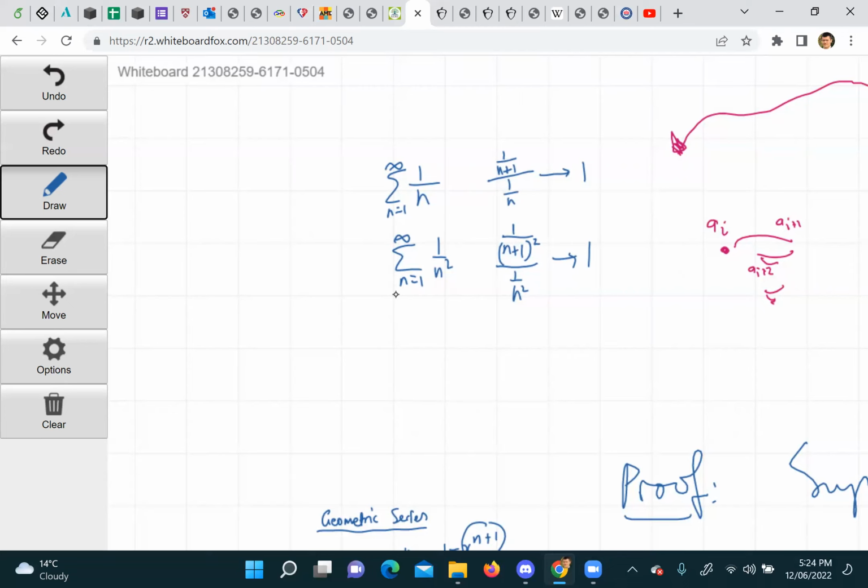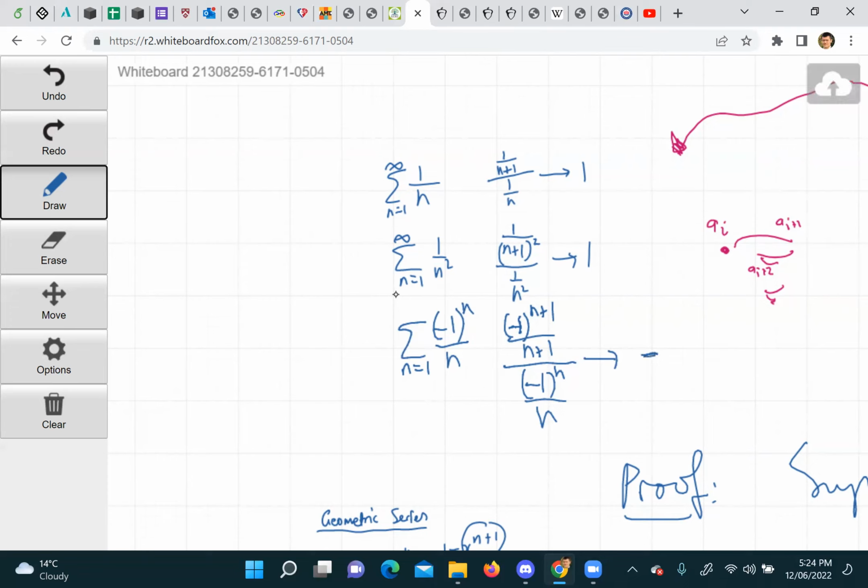One more before we do absolute convergence is the alternating harmonic series. That one converges. What is the ratio test? It's negative 1 on n, then negative 1 on n plus 1, and that always gives you a negative, so it gives you negative 1. So when you do the absolute value, it gives you 1.